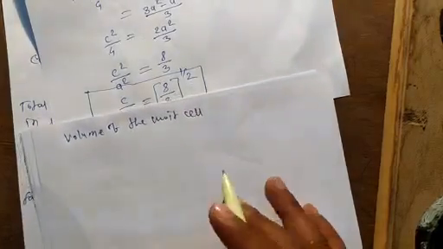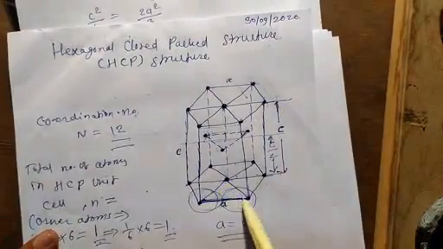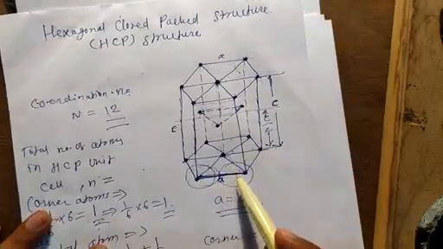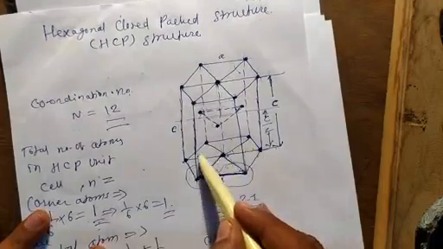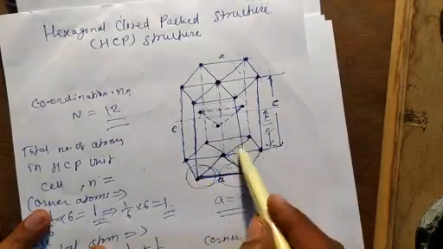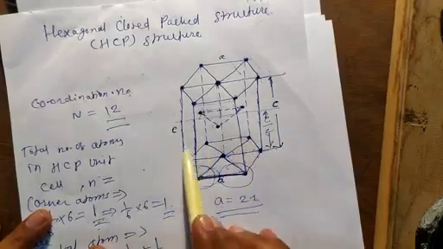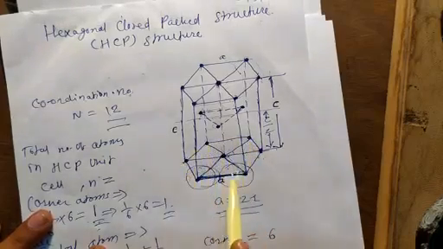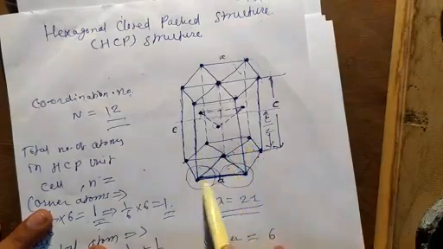Now for the volume of the unit cell, in this diagram we have the diagram for the HCP unit cell. This is a triangle, this is another triangle, and this is another triangle. These atoms are placed at equal distance. Therefore the area of this triangle must be equal to the area of this triangle. All these triangles should have the same area. Therefore this is the base of this unit cell. To calculate the volume of this unit cell, we have to find the area of this base, and then multiply this area of the base with the height.